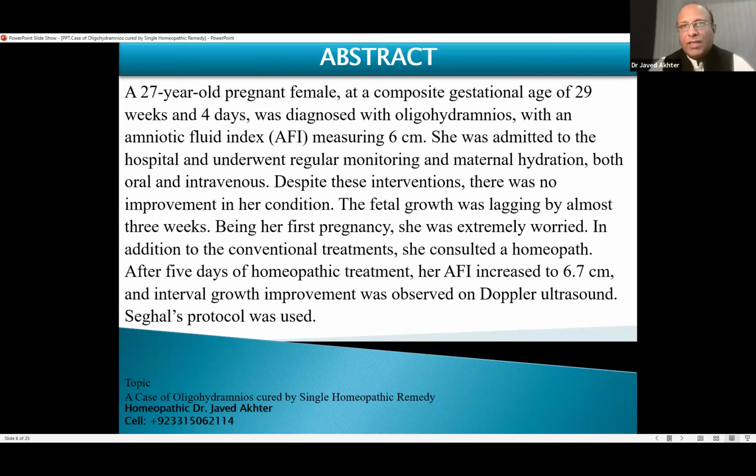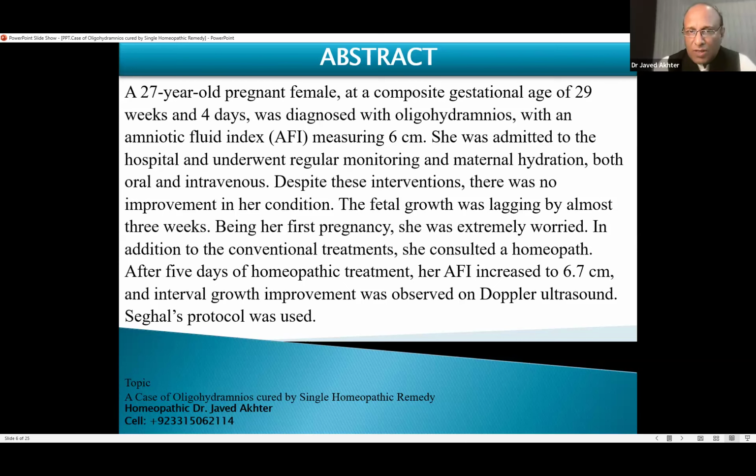So here is the abstract of the case. A 27-year-old pregnant female at a gestational age of 29 weeks and 4 days was diagnosed with oligohydramnios with an amniotic fluid index measuring 6 centimeters. She was admitted to the hospital and underwent regular monitoring and maternal hydration, both oral and intravenous. Despite these interventions, there was no improvement in her condition. The fetal growth was lagging by almost 3 weeks. Being her first pregnancy, she was extremely worried.